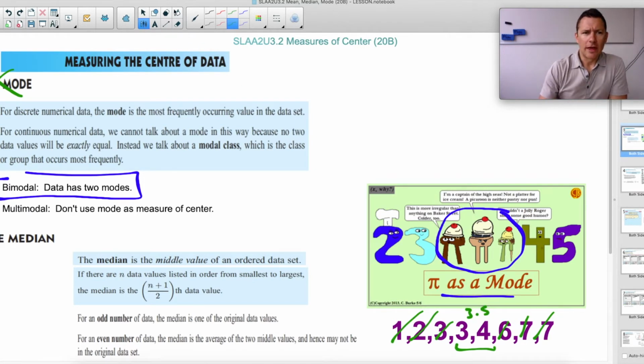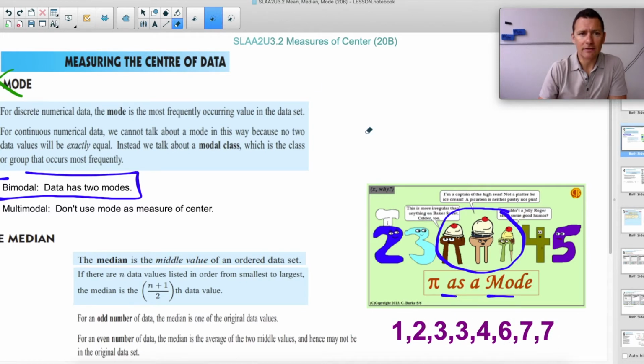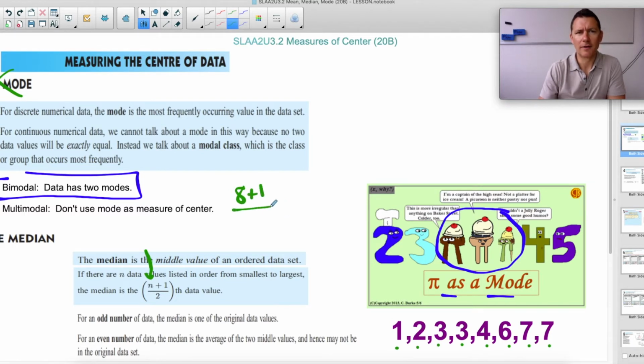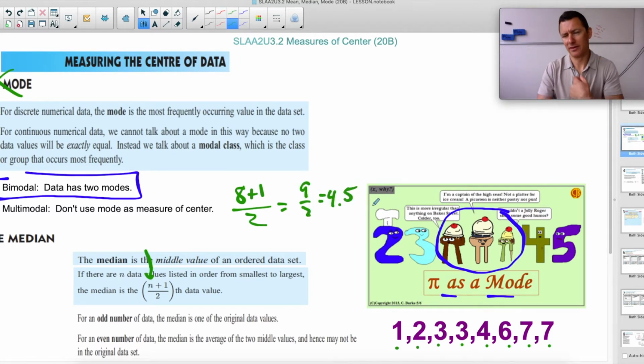Another way to do that that's more algebraic is look at how many numbers there are. 1, 2, 3, 4, 5, 6, 7, 8. That's 8. You add 1 to it to find the middle if there's an even number of integers, and then divide by 2. So this gives you 9 over 2, gives you 4.5. That means the 4.5th term is the median.